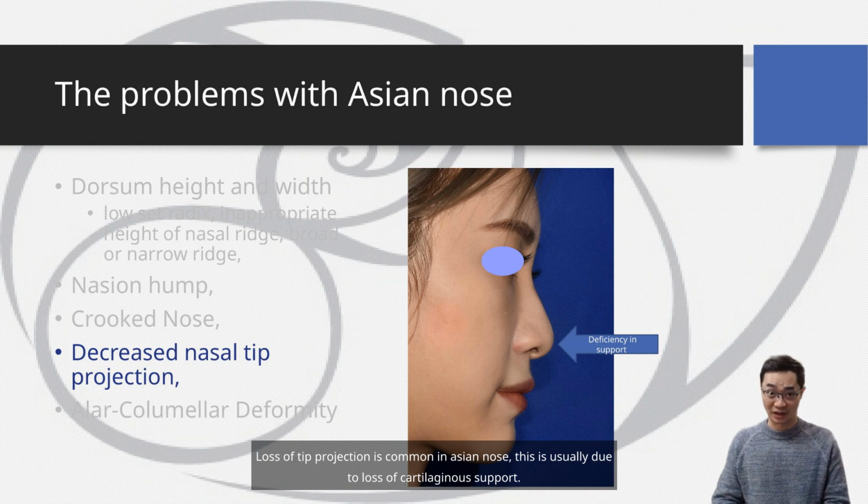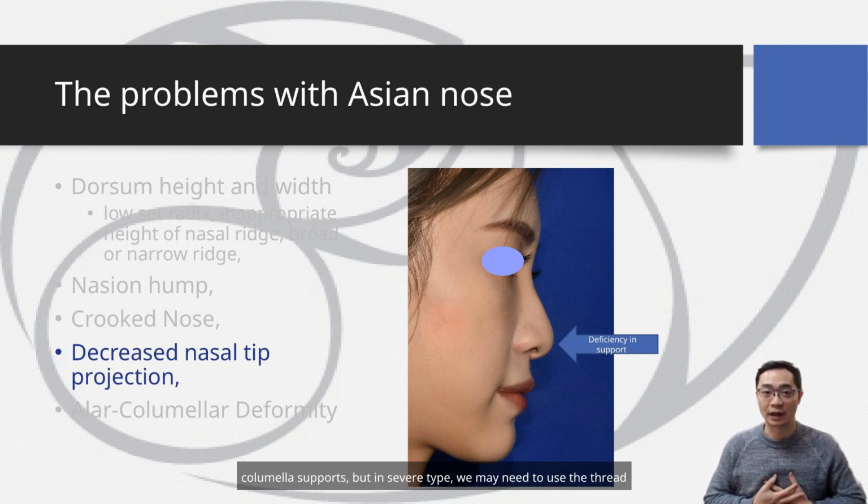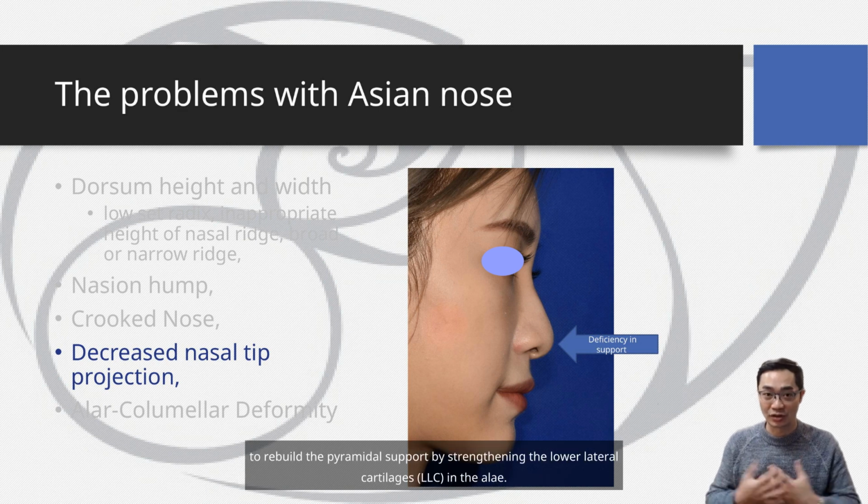Loss of tip projection is common in the Asian nose. This is usually due to loss of cartilaginous support. In the mild type, we may rectify it by rebuilding the dorsal and columellar supports, but in the severe type, we may need to use the thread to rebuild the pyramidal support by strengthening the lower lateral cartilages, LLC, in the alar.